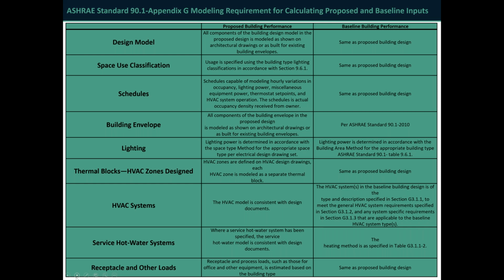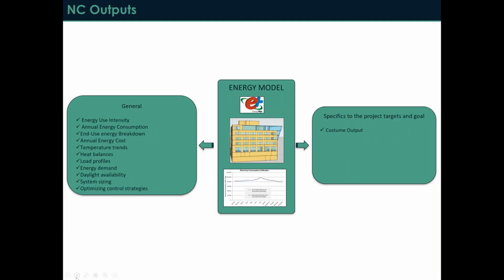For baseline, we have to use a minimum code from whatever is defined in ASHRAE standard 90.1. It can be 2010, 13, recently 16 and 18. And for proposed, we have to use whatever is in the design drawings. So we know the inputs, and now we want to go to the output.